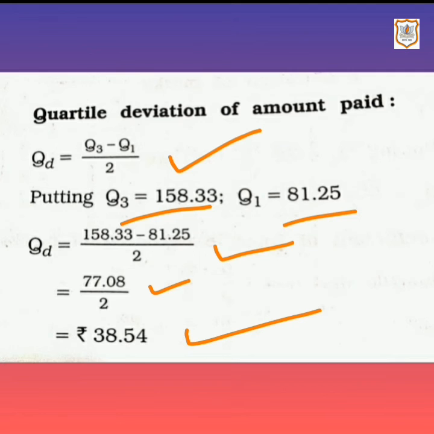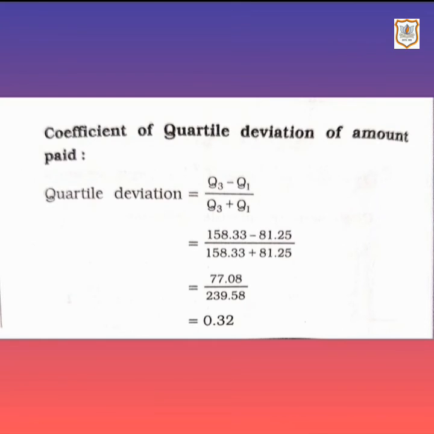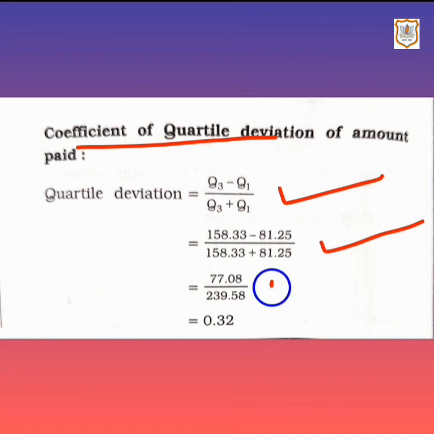So here we are done with QD. Now let's find coefficient of QD. Here is the formula of coefficient of quartile deviation, that is Q3 minus Q1 divided by Q3 plus Q1. Now we are going to put the values in the formula, that is 158.33 minus 81.25 upon 158.33 plus 81.25. This will give you 77.08 upon 239.58, and your answer is 0.32. That means coefficient of QD is 0.32.